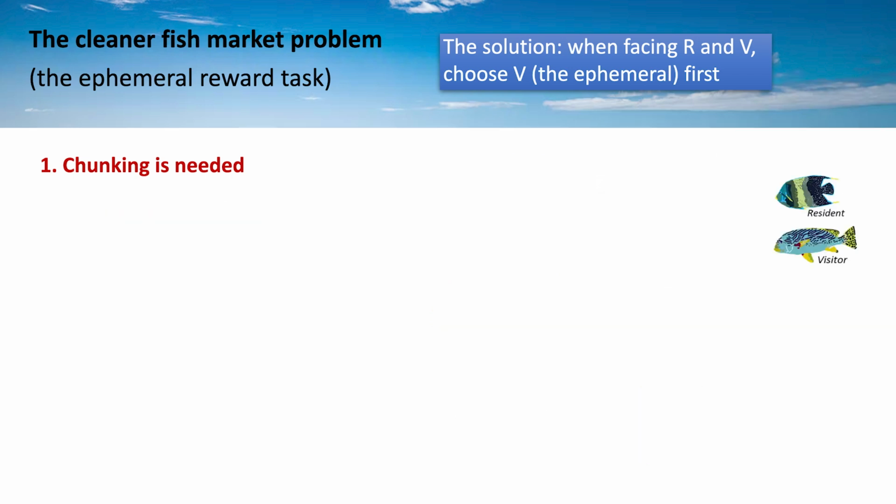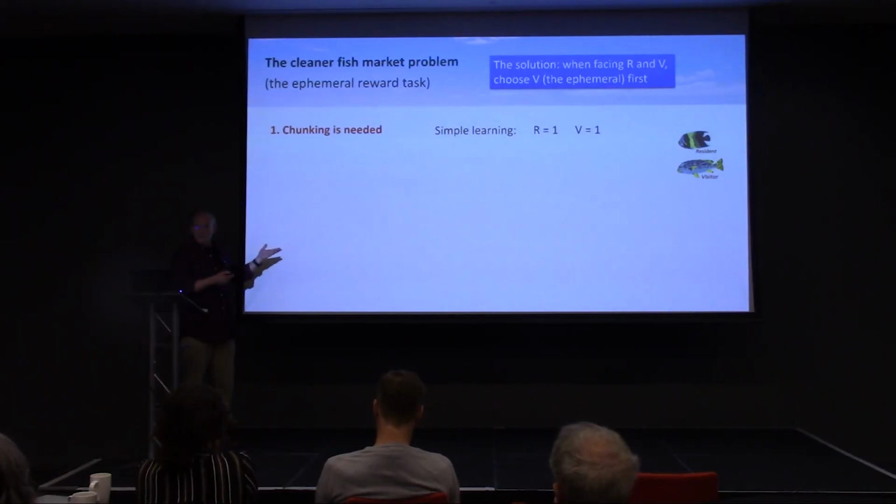So why is chunking needed? Let's start with this. If you just try to use a simple learning model, like reinforcement learning models, you can easily learn that a resident gives you 1 and a visitor gives you 1, but for each of them you just update their value. You cannot learn that the visitor is better than the resident, because normal, simple learning rules just update each of them independently.